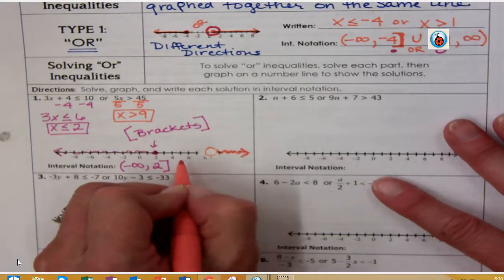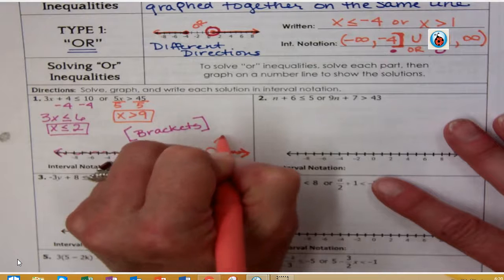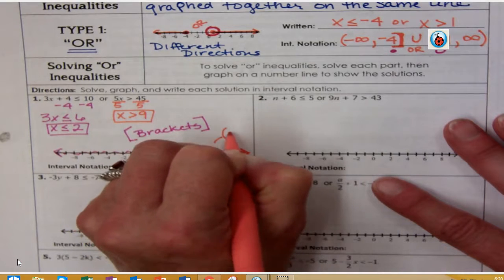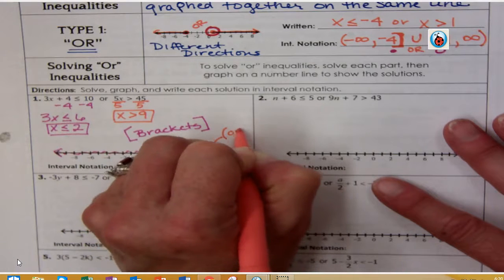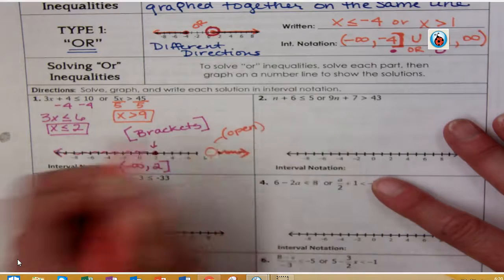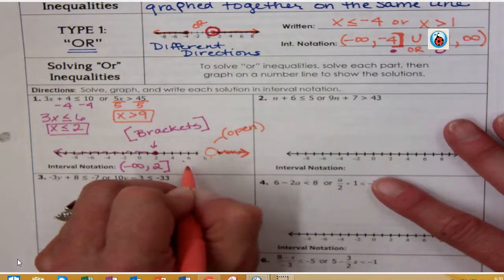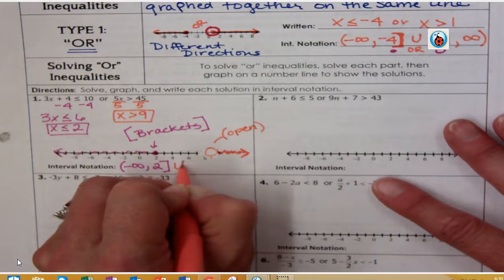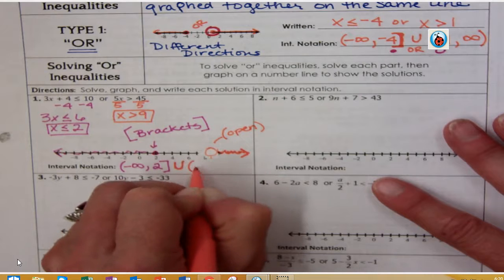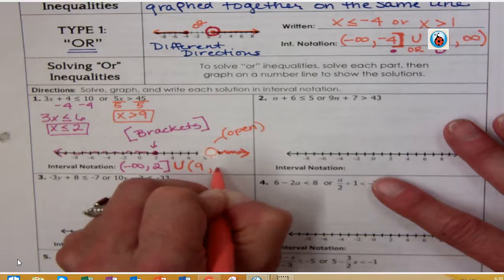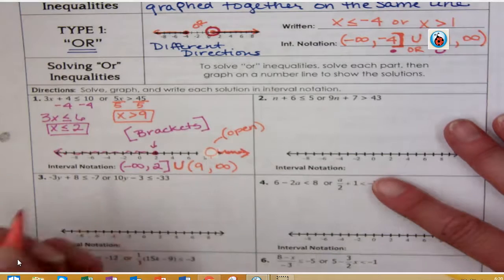Since it's open, we're going to use parentheses because it's open. So that is going to be 9 to positive infinity.